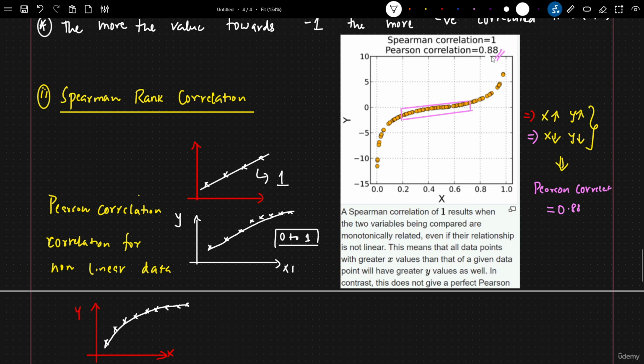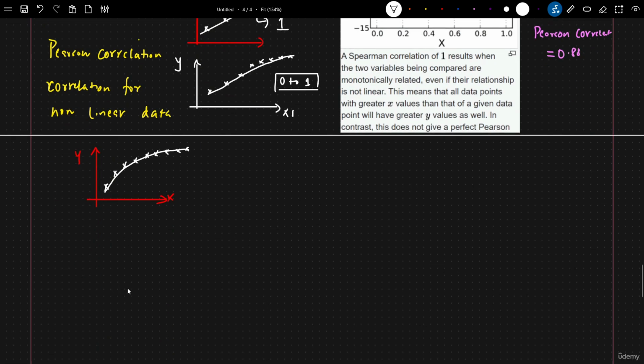And that is the reason that if you try to find out the value, it is coming as 0.88. But exactly it should be 1 only, because at every data point, this is increasing. And this is what Spearman correlation actually does, right? This disadvantage is basically solved by Spearman rank correlation.